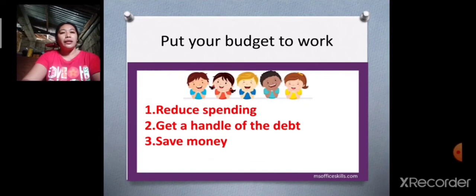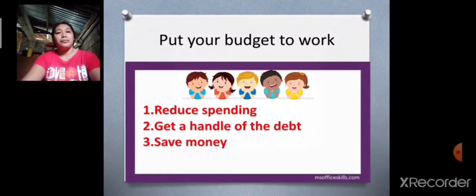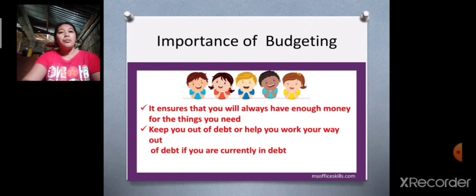How to budget? Reduce the spending, get a handle of the debt, and save money. Importance of budgeting. It ensures that you will always have enough money for the things you need, keeps you out of debt, or helps you work your way out of debt if you are currently in debt.